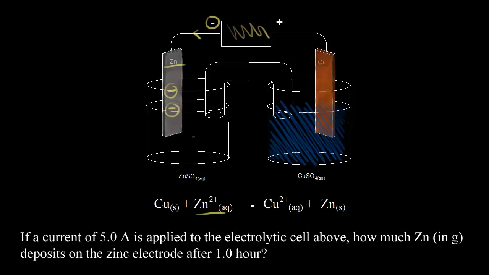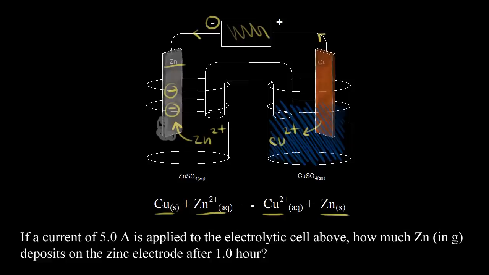We know there are Zn2+ ions in solution, so if Zn2+ gains 2 electrons, Zn2+ is reduced to solid zinc. So we're going to form solid zinc at our zinc electrode. So solid zinc forms here. At our other electrode, the battery pulls electrons away from copper, and solid copper is oxidized, so we lose 2 electrons to form Cu2+. So the copper electrode loses mass over time.